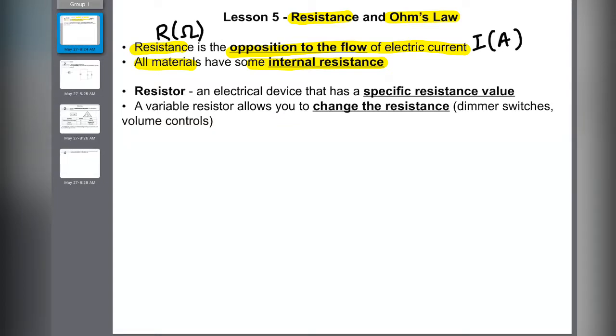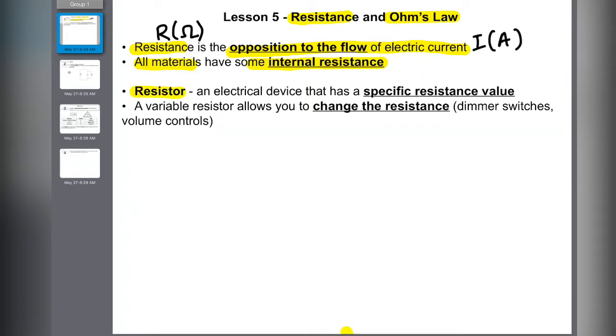But for things like an iron, we probably want to use a material like nichrome, which is what you use in the one you iron your shirt with. I don't know how many of you iron your shirt or your skirt or whatever, but because the resistance is really high, it heats up.